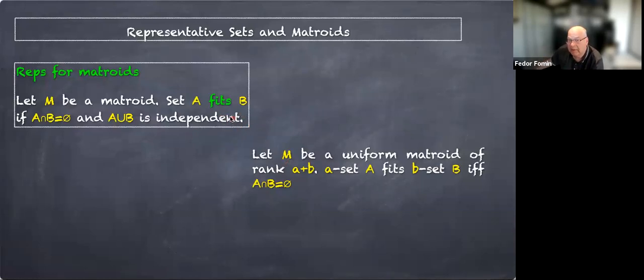It's compatible with what we had before. Because for sets, now I have a uniform matroid of rank A plus B, and then a set A fits a set B if and only if they are disjoint, right? Because the size of this union is at most A plus B. So this means that these sets will always be independent. So for a uniform matroid, this property is irrelevant.